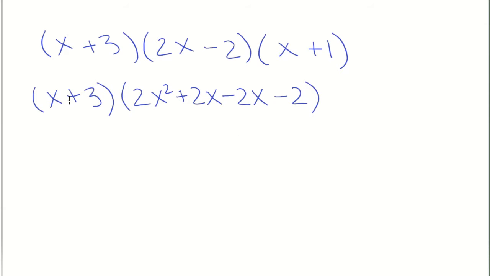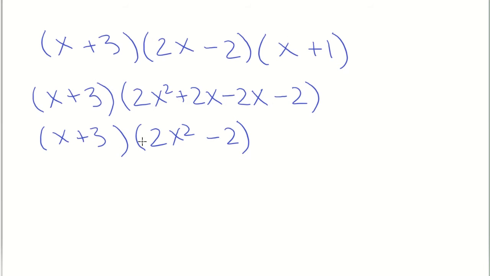And we can either just multiply all of these or simplify it. And actually this is going to get real simple because this here canceled itself out. 2x minus 2x is 0. So we can actually go ahead and rewrite this now as x plus 3. And the 2x is pretty much gone, so we just have a 2x squared left and a minus 2. And now we can go ahead and finish it.